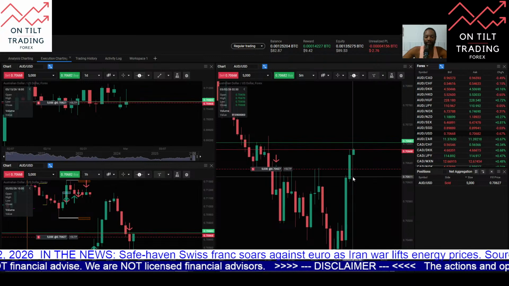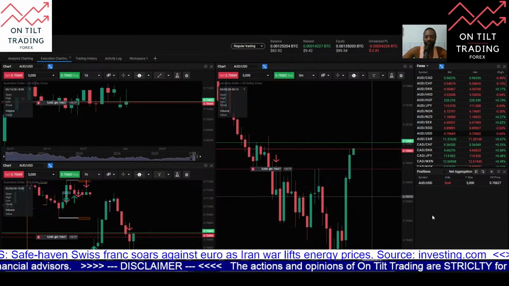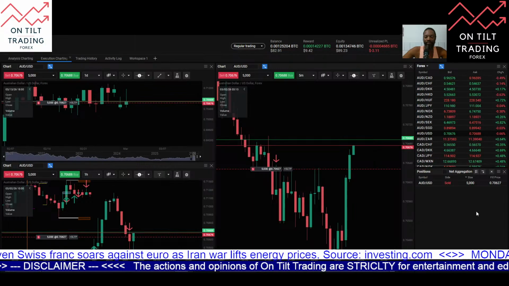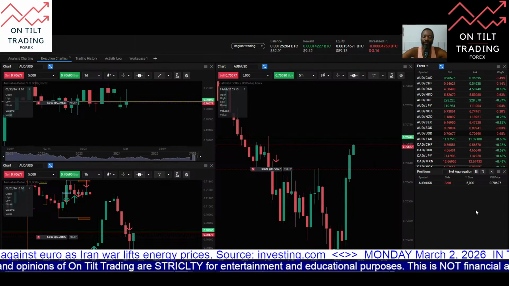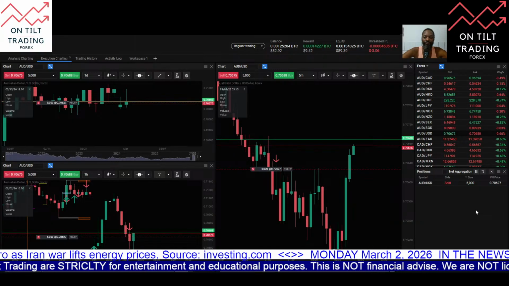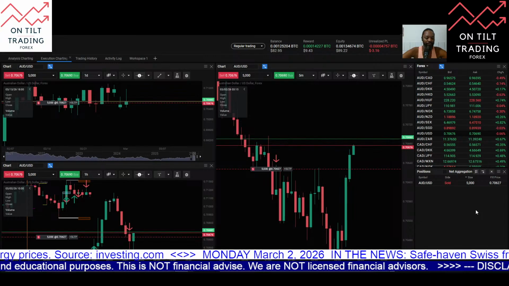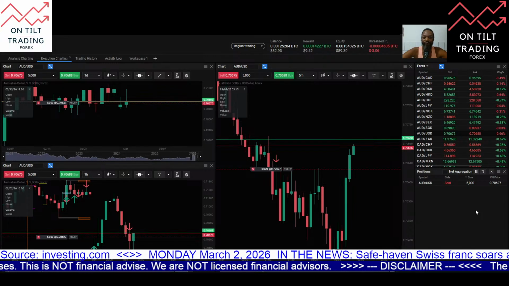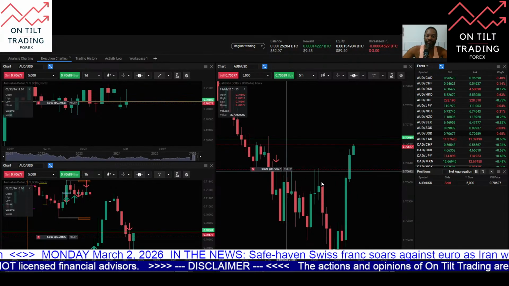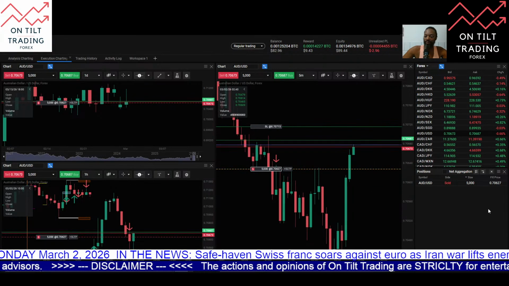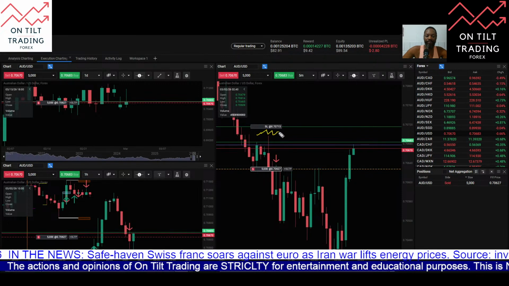Price now putting in equal highs. Now those equal highs have been broken, and we'll see if price wants to stop me out here. Stop loss is the difference between the spread and the high right here on the 5-minute.